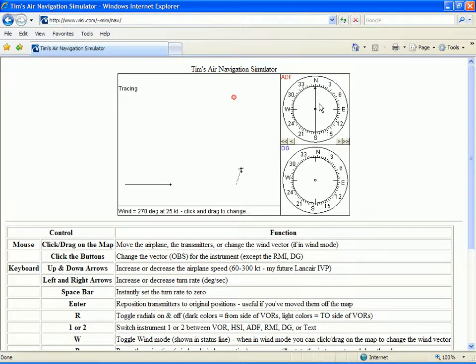Our compass now shows us that we're 5 degrees left of our original heading, and we'll keep adding more as long as the needle keeps deflecting.